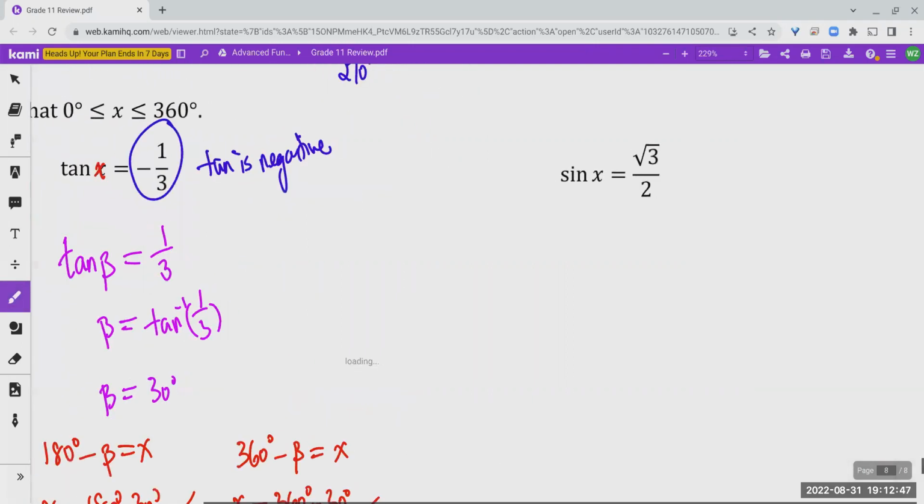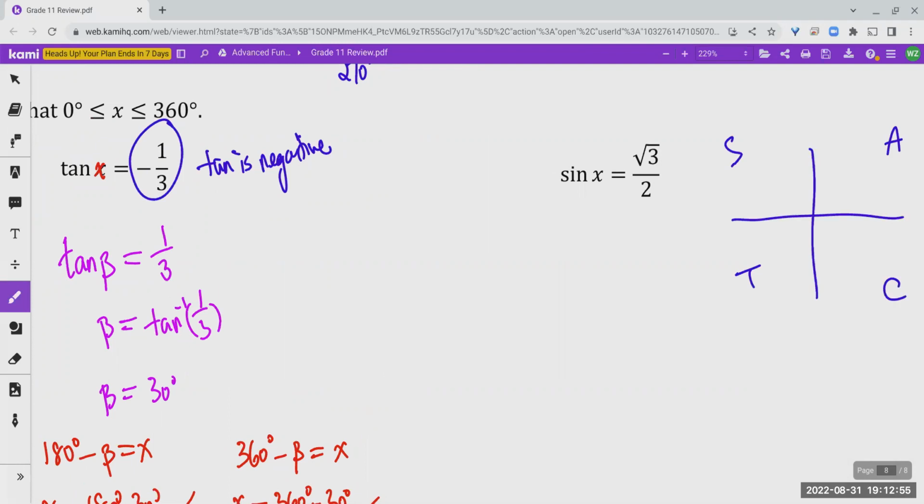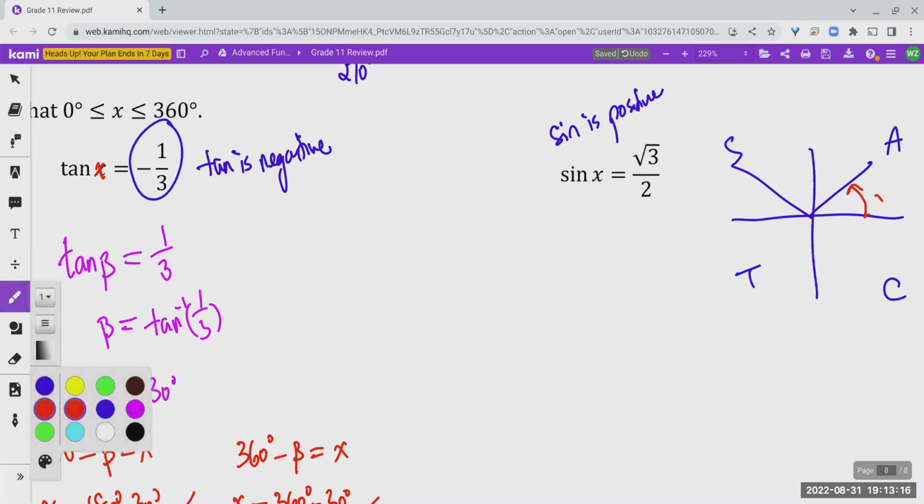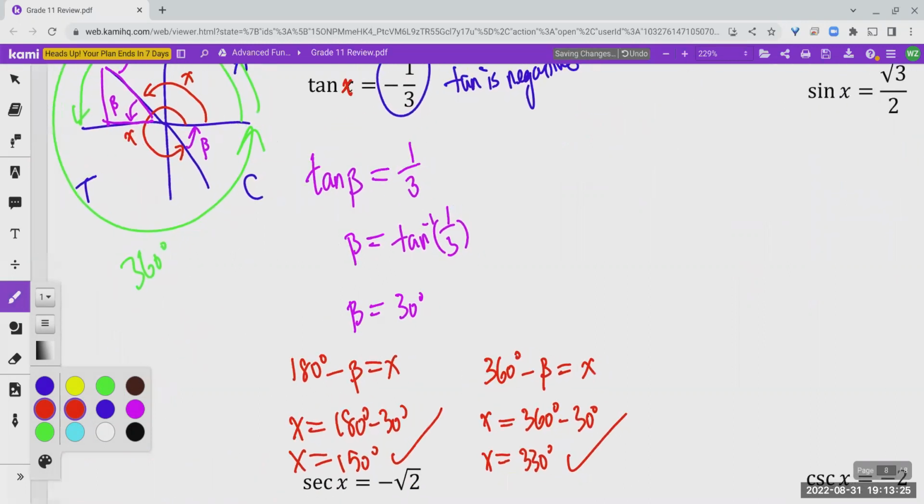Sine x is √3/2. So CAS rule, all students take calculus. Sine is a positive number, positive √3/2. So that means, all right, sine is positive. Where do we have sine positive? Well, in the first quadrant, everybody's positive, so of course sine is positive. In the second quadrant, it says S, sine is positive. So right there, this is x, this is also x. You have two values of x. Actually, I'm going to call that x1 and x2, just to be clear. Oh, I forgot to label that x1, x2. Well, oh, well.